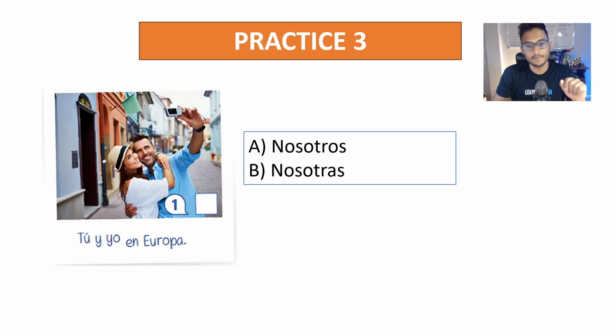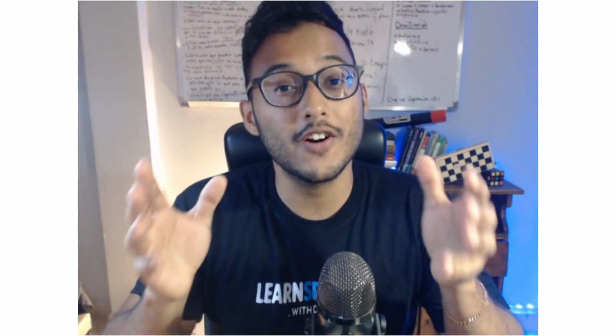One more to finish. You have here tú y yo. As you know, if you say yo, you're including yourself. So imagine you are that girl or that boy. What would you use to represent both? Option A, nosotros, or option B, nosotras? Take your time, please. The right answer is A, nosotros. Why? Again, a boy and a girl make a group of people. For that reason, you need to use nosotros, the masculine form.